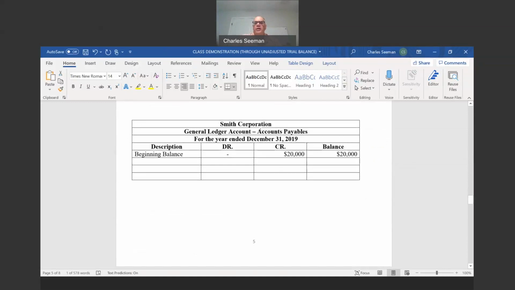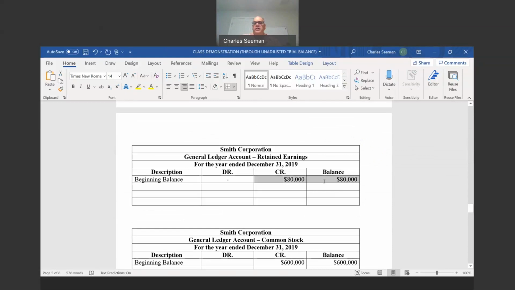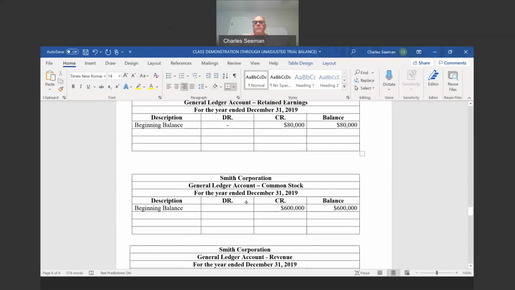Payable is a liability. Liabilities are on the right side of the accounting equation, so I know that's a credit. Stockholders retained earnings is a stockholders equity account. Stockholders equity is on the right side of the accounting equation, so I know that's a credit. Common stock, again, stockholders equity accounts are on the right side of the accounting equation.